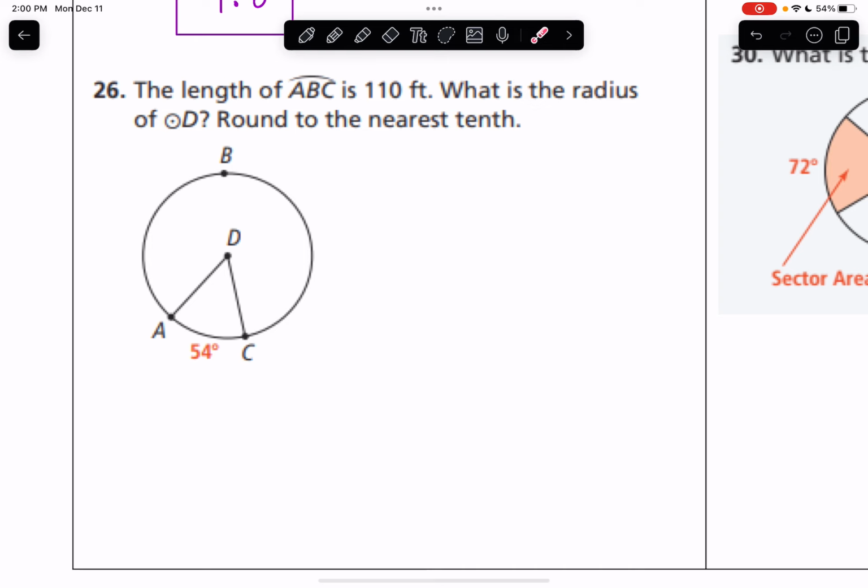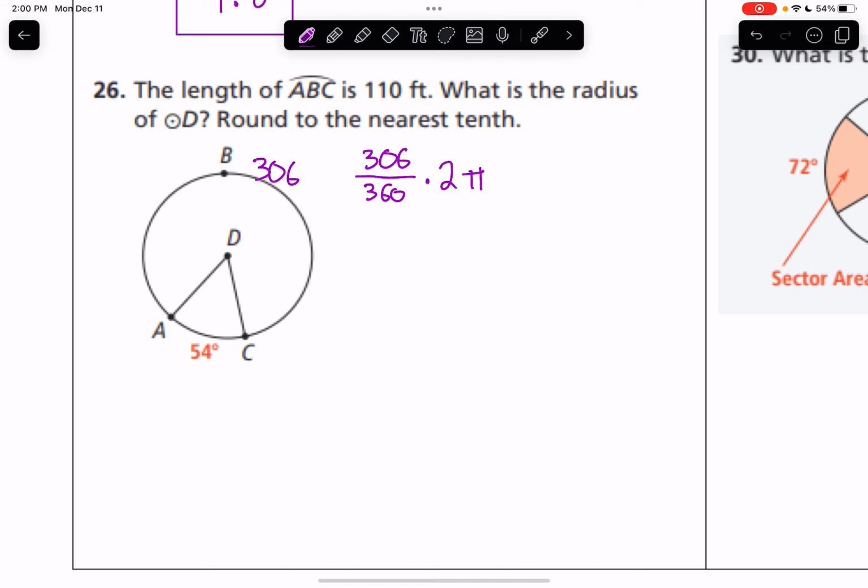Notice this says arc ABC. That's the major arc here. So the first thing we want to do is 360 minus 54 and find out that our major arc is 306 degrees. So we're going to do 306 over 360 times pi r squared. So times, nope, not pi r squared, 2 pi r.